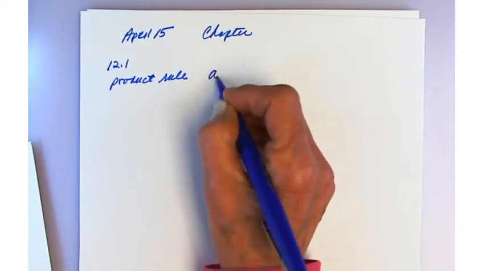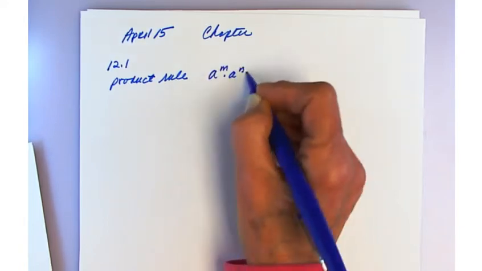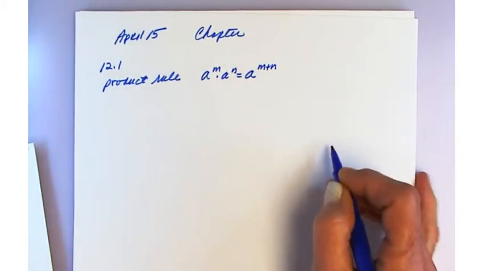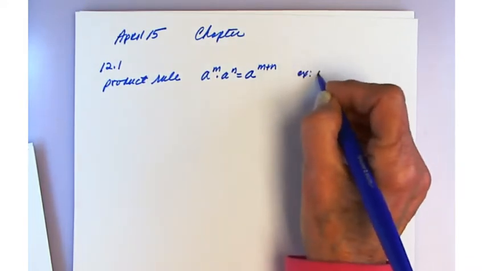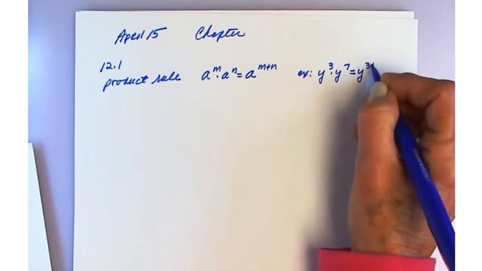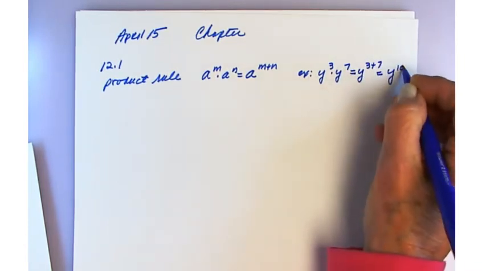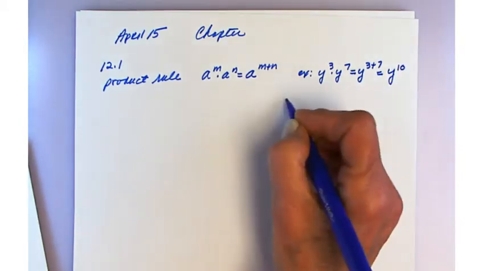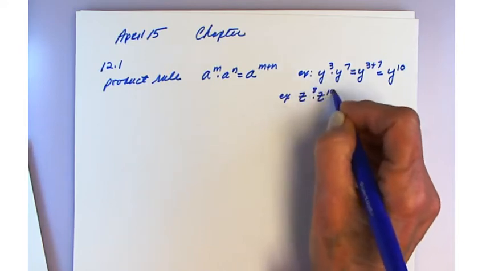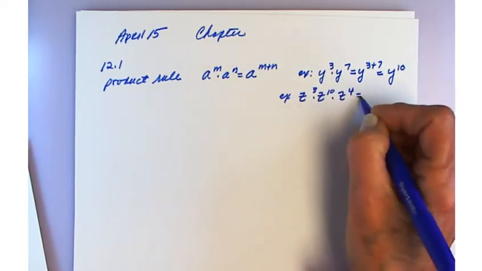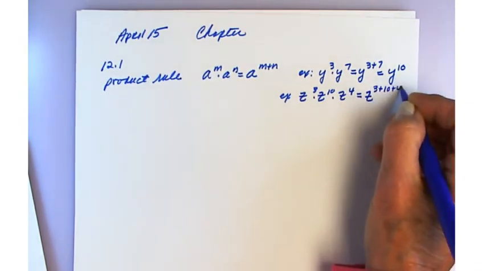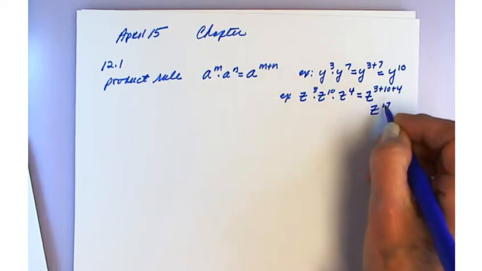The rule says a to the m times a to the n. All we have to do is add the exponents. An example would be y cubed times y to the 7 is y to the 3 plus 7, or y to the 10. Another example, z cubed times z to the 10 times z to the 4. I'm merely going to add all the exponents, 3 plus 10 plus 4, and I get z to the 17.